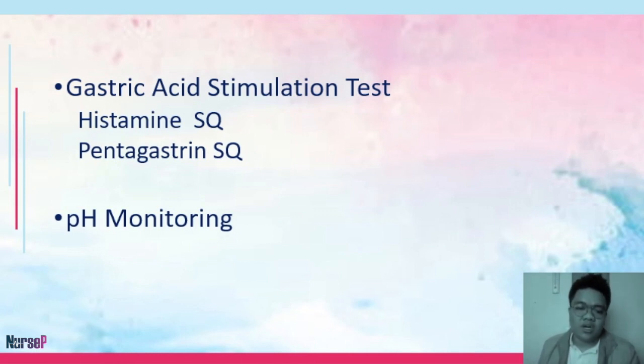So in pH monitoring, a sample of the gastric acid is also taken, usually every 15 minutes depending on the reason. And then the patient is usually placed on NPO for 6 hours before the test. And then medications will be placed on hold for 24 to 48 hours if they can affect the gastric acid production.